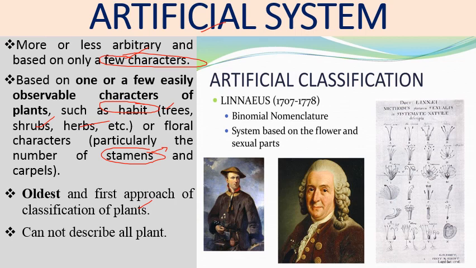So इसके बेसिस पे हम प्लांट्स को क्लियरली डिस्क्राइब नहीं कर सकते हैं. सो आर्टिफिशियल सिस्टम ऑफ क्लासिफिकेशन में लीनियस की क्लासिफिकेशन पढ़ते हैं, which was based on binomial nomenclature and based on the floral and sexual parts of the plants. So mainly जो stamen है, means reproductive part है, male reproductive part है, उसके ऊपर ही classification based.